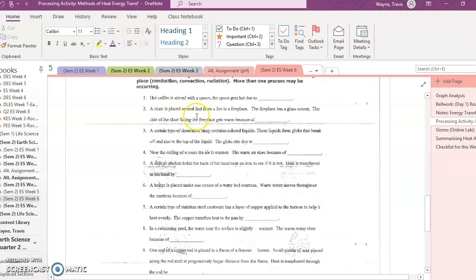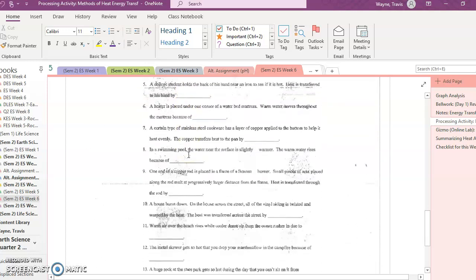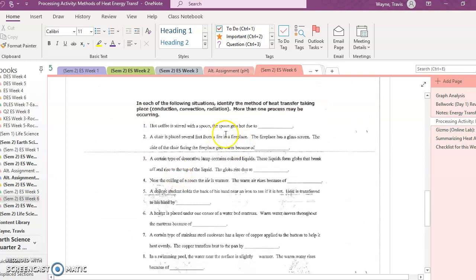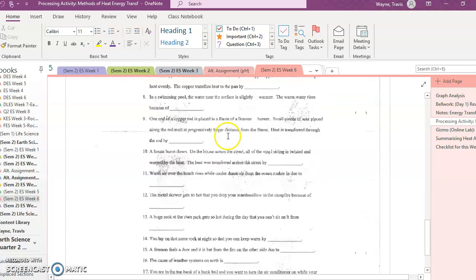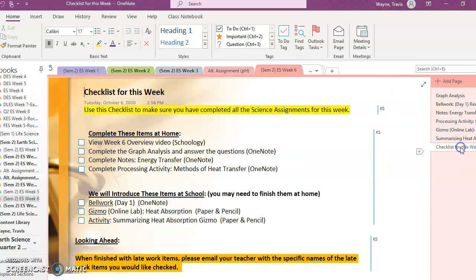As you continue down, you are given illustrations or sentences or different examples that might occur with heat transfer. All you need to do, once again, is write down conduction, convection, or radiation for those examples. And that is it for your processing activity.